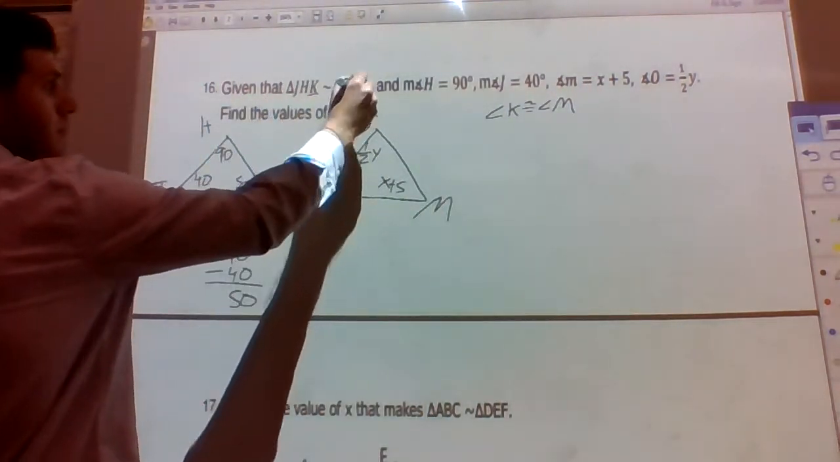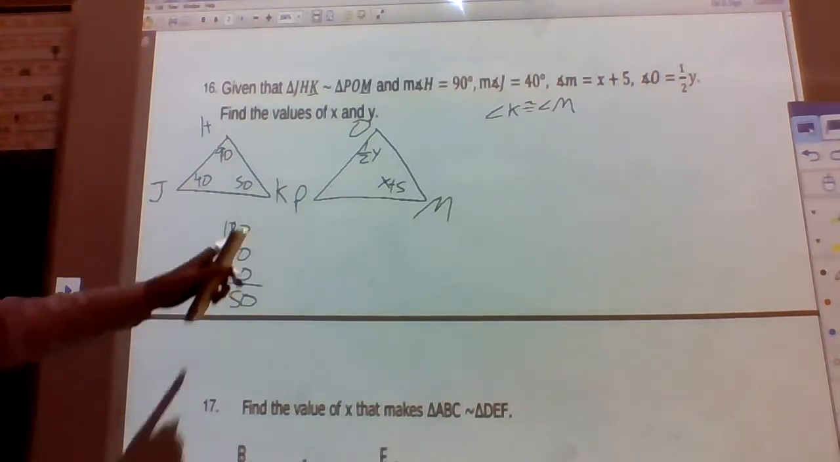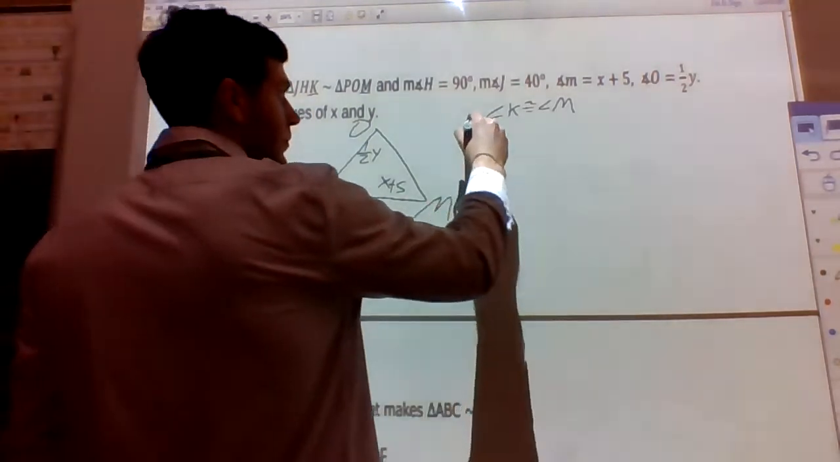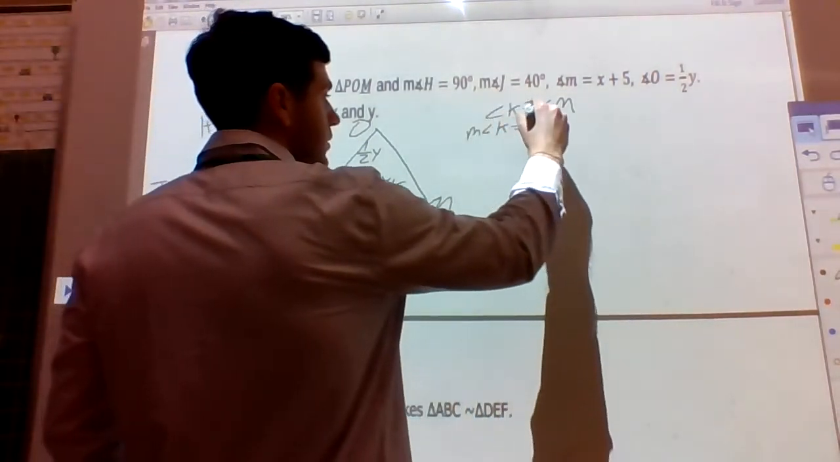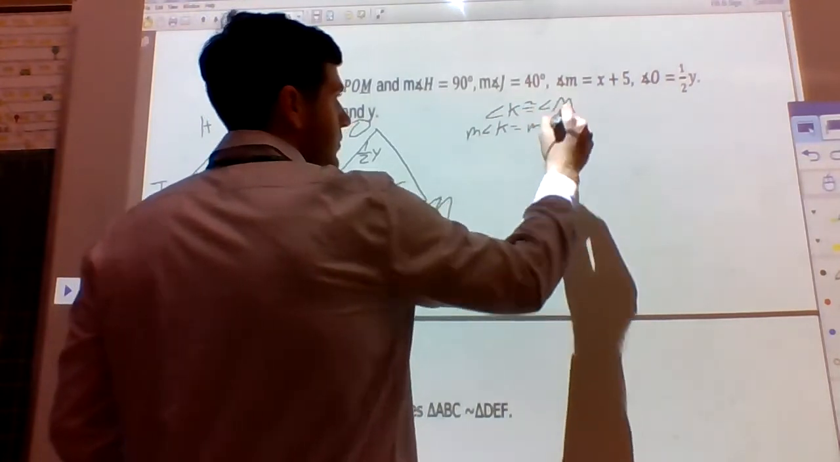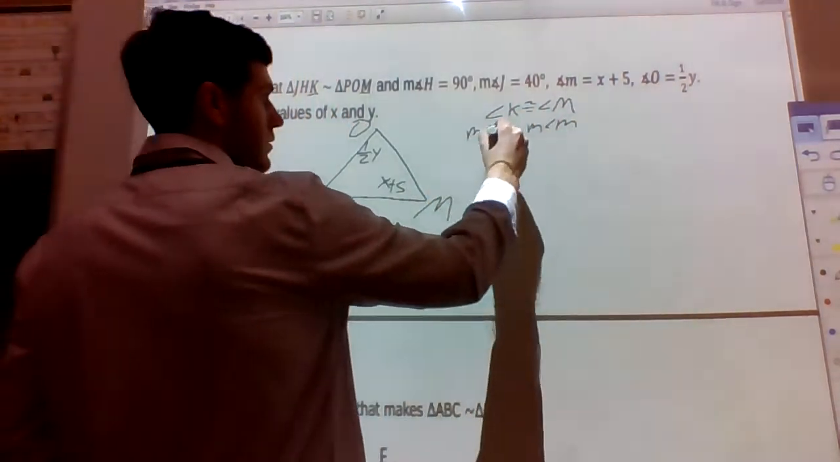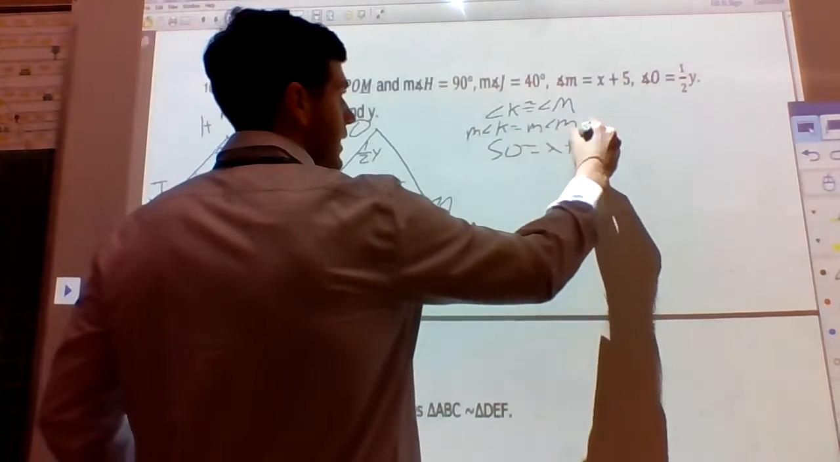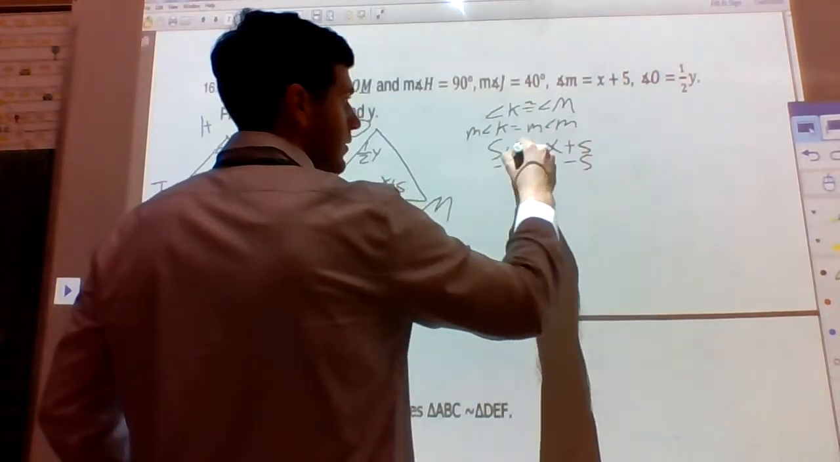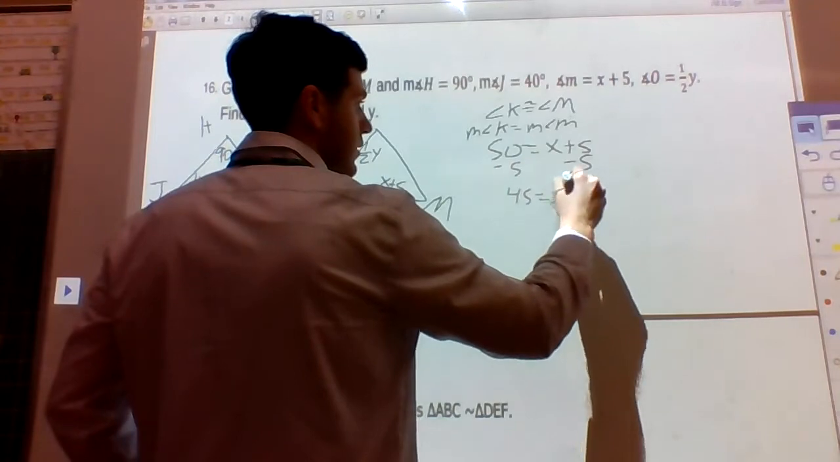Here's K, here's M, the third letter in each one. K and M are congruent. Therefore, the measure of angle K is going to equal the measure of angle M. Therefore, 50 is going to equal x plus 5. Subtract 5, and we get 45 equals x.